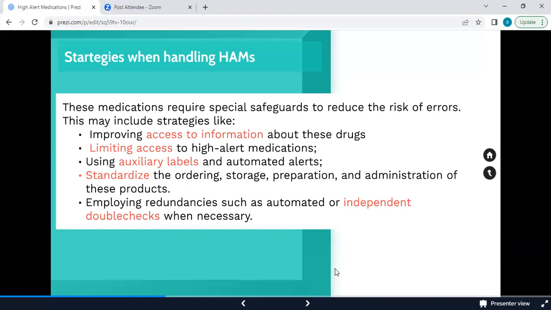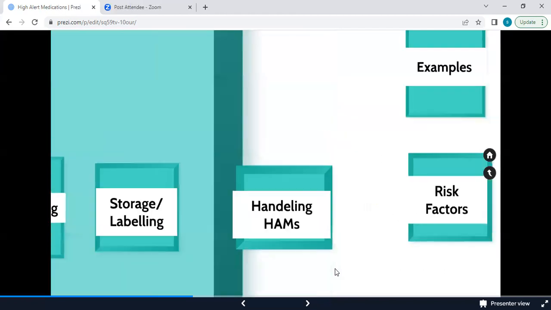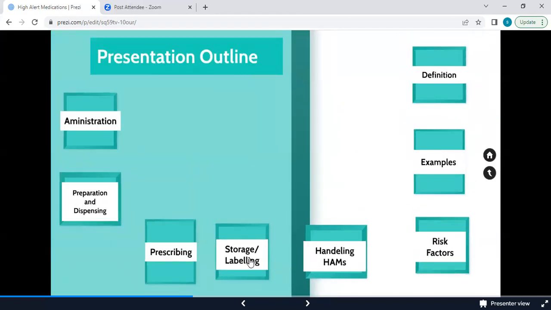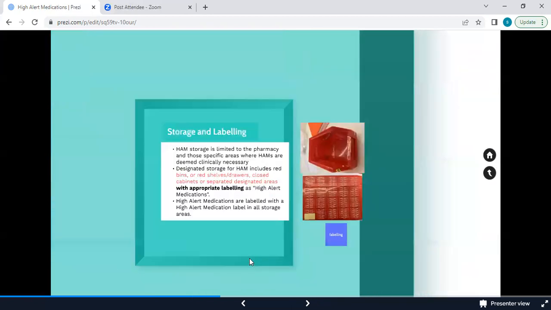Standardize, standardize, standardize. The more you standardize the process of handling high alert medication, the fewer errors you make. And that is a key point you have to take from today's presentation. When you standardize the procedure of ordering, storing, preparation, and administration of these products, the more you standardize, the fewer errors you have. And then you have to employ redundancies such as independent double check, as we will come to see. So let's start from the storage and labeling stage. How can I handle high alert medication?